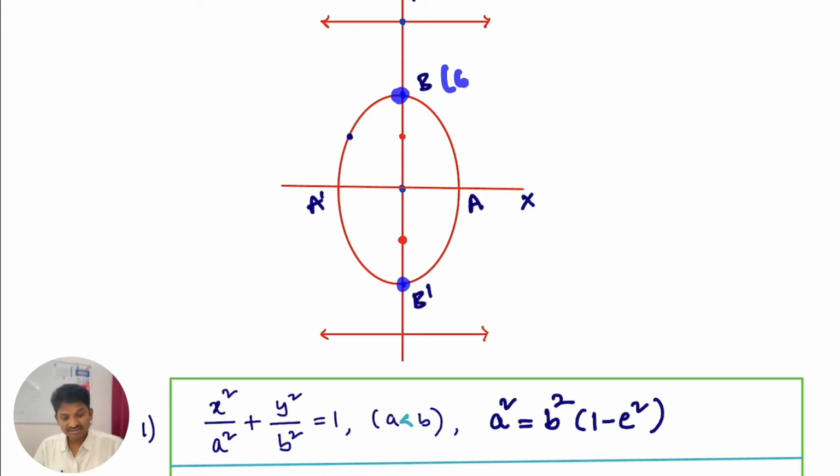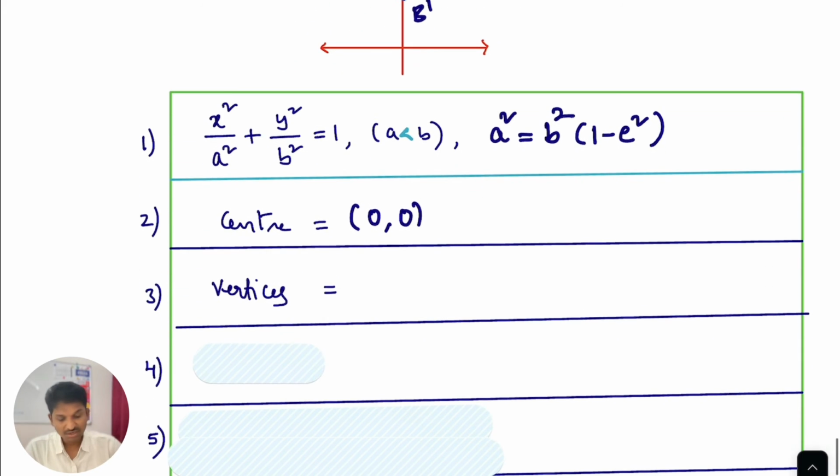What are these vertices? These are on y axis. This is 0, B. This is 0, minus B. So vertices formula is what? Vertices formula is 0, plus or minus B.